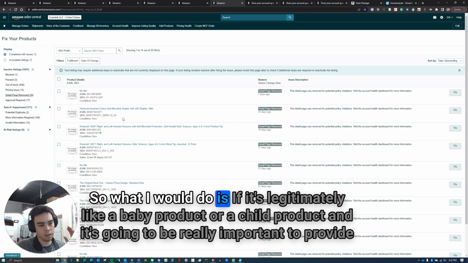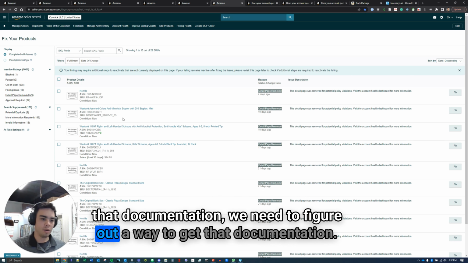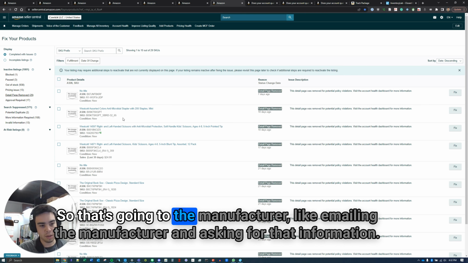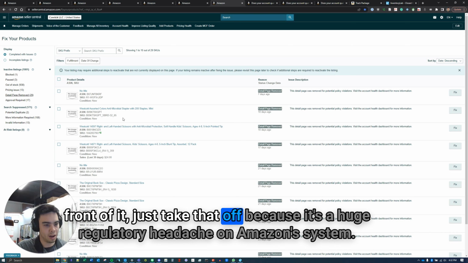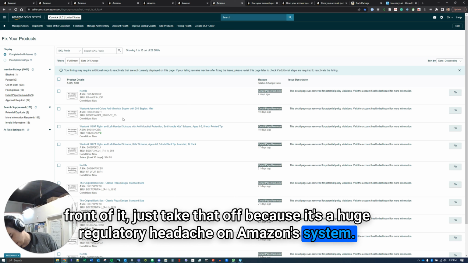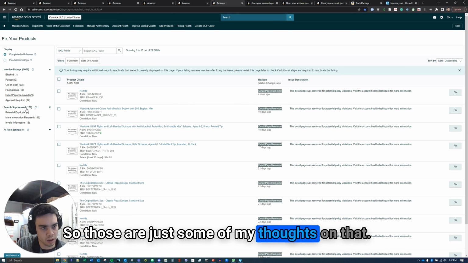So what I would do is, if it's legitimately a baby product or a child product and it's really important to provide that documentation, we need to figure out a way to get it. That means emailing the manufacturer and asking for that information. If it's just a pair of scissors and the company put the word antimicrobial on the front of it, just take that off, because it's a huge regulatory headache on Amazon's system to get that through and make a listing. So those are just some of my thoughts on that.